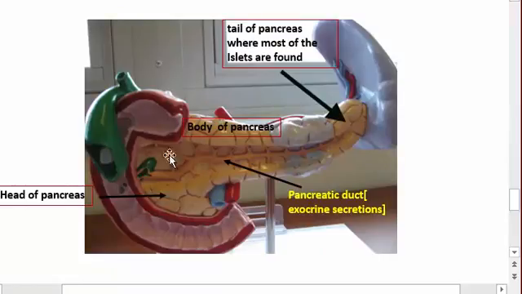Here we are looking at the pancreas, and it has three major portions. The head of the pancreas, which is this area. Here is the body of the pancreas. Here is the tail close to the spleen, where most of the islets are found. And then in the center you can see this duct, which is for the exocrine portion of the pancreas.